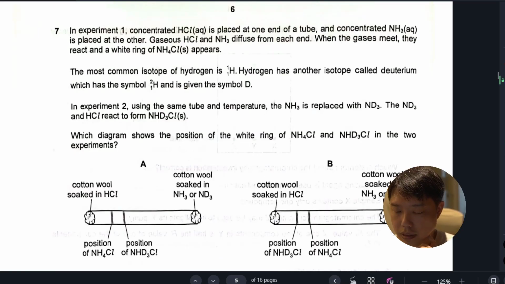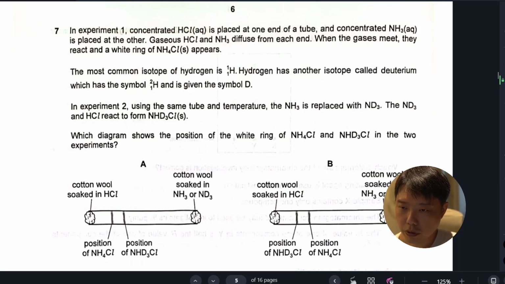Alright guys, let's look at question 7. So they say this is the typical experiment where you have HCl at one end and concentrated NH3 at the other end. So they are diffusing and then they meet and form a white ring of ammonium chloride. Okay, so they say experiment 1, you use the normal hydrogen. Experiment 2, you're going to use deuterium, which is the heavier isotope of hydrogen. Okay, which diagram shows the position of the white ring correctly?